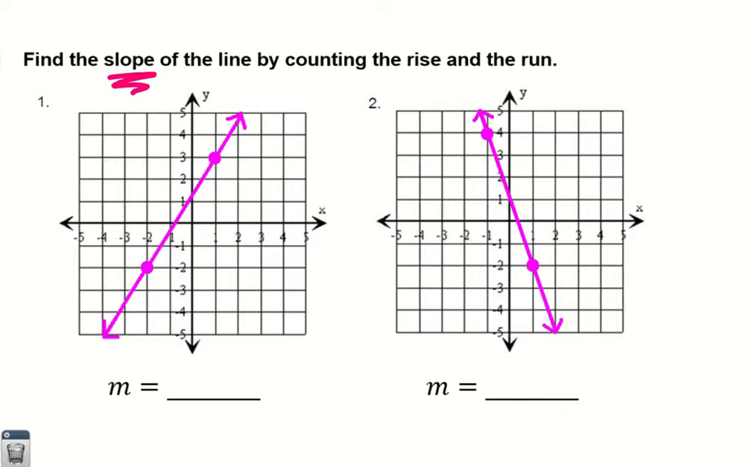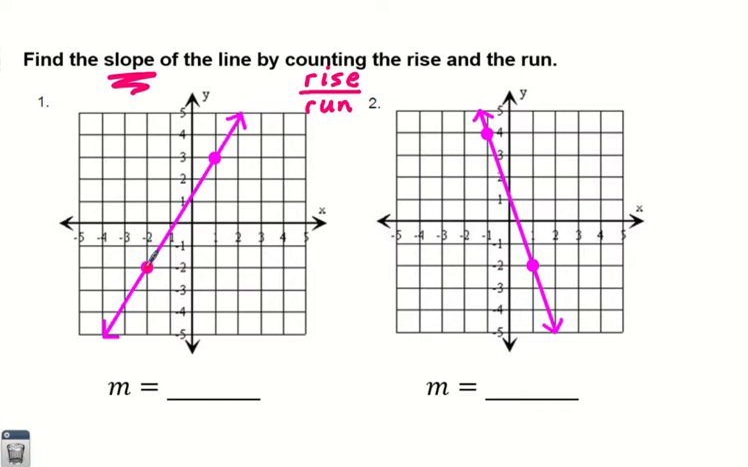Remember that slope is rise over the run, which is like the vertical change divided by the horizontal change. So when you look at number 1, I'm going to start here.